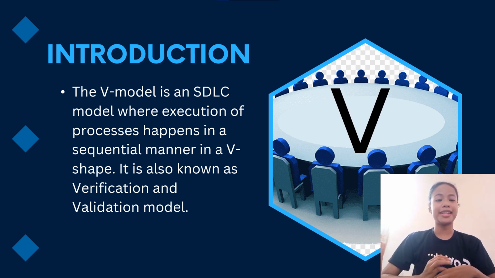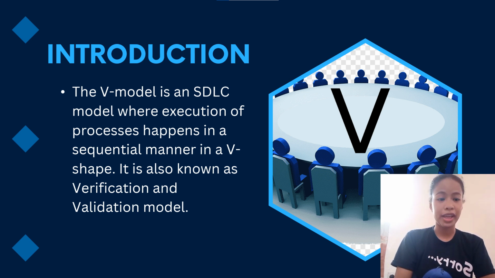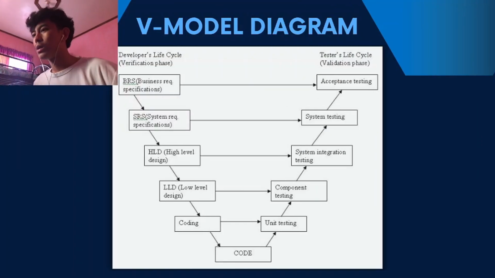So from the word itself, V model. On the left side, it represents the development phases starting with requirement gathering and moving down to coding. On the right side, it represents the testing phases starting with acceptance testing and moving to unit testing. So to give you further information about the V model, I will let Earl Daniel discuss the V model diagram. So I will be explaining the V model diagram.